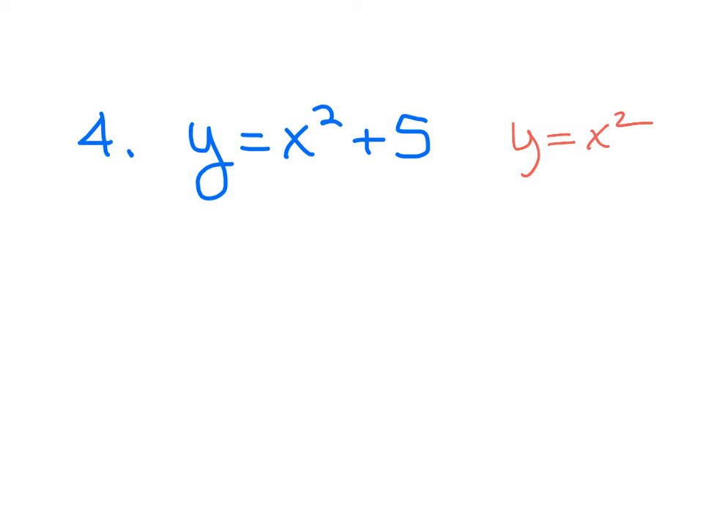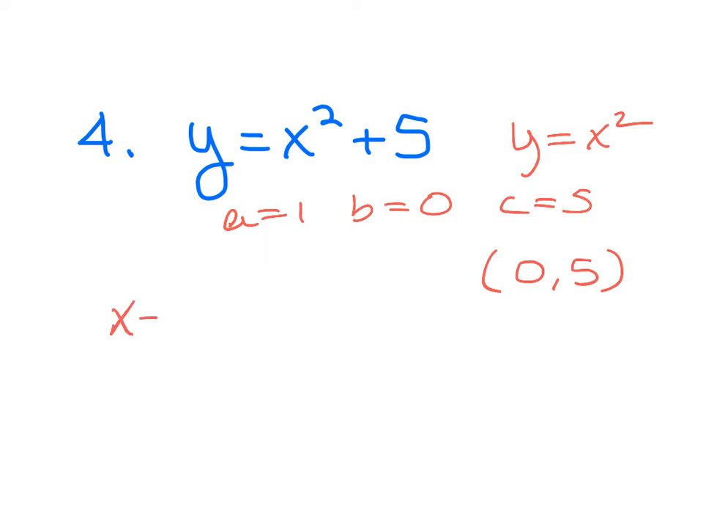Now, again, remember, you don't need a B or a C. Now, this one's got an A and a C. It's missing the B. So here, my A value is 1. There's no x term, so my B is 0, and my C is 5. So I can already see my y-intercept is going to be the ordered pair (0, 5).